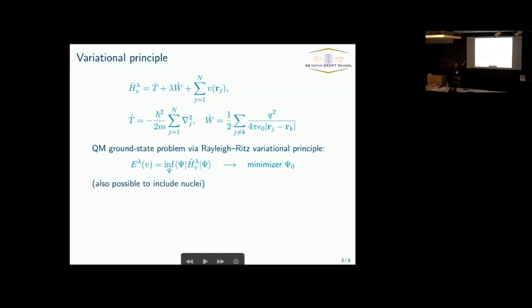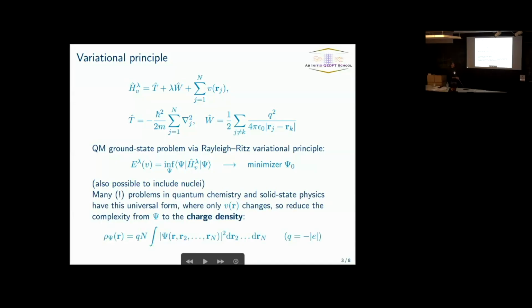Okay, and in principle, the structure would be exactly the same, including nuclei, and it will be later the same, including photons. So this doesn't change. This is a very general construction. And many, or all, no, of course not all, but many problems in quantum chemistry and solid state physics have this universal form. So they are described, or we want to describe them with this basic Hamiltonian, and there's a universal part of the Hamiltonian. This is the first part. This doesn't change in a huge class of problems, while only this part here changes. But this is just a relatively simple parameter.